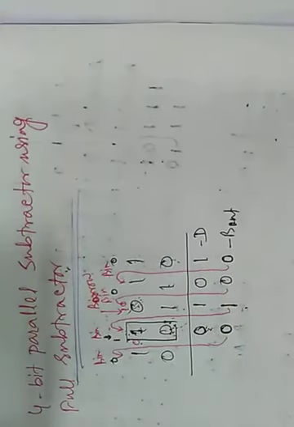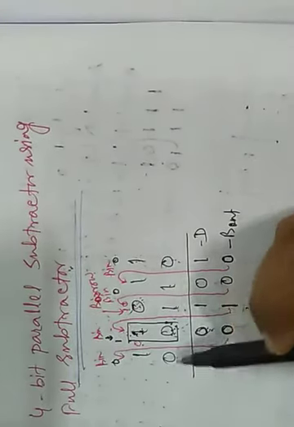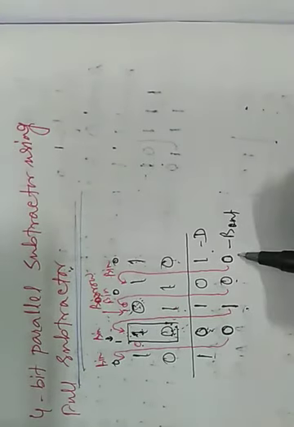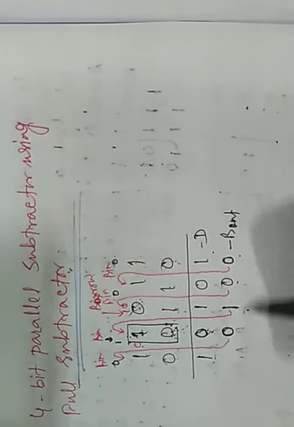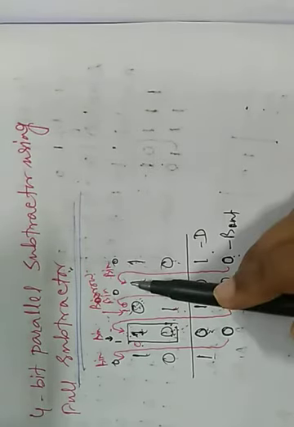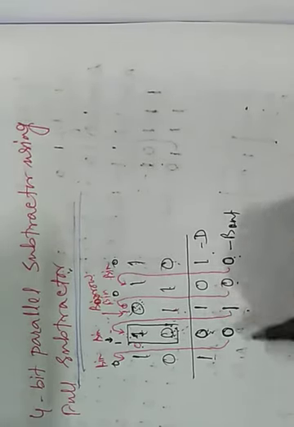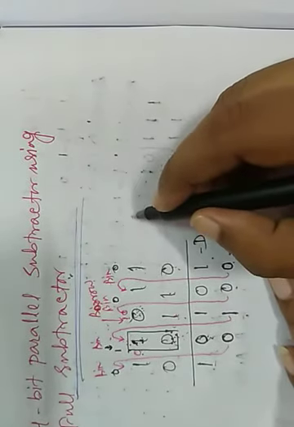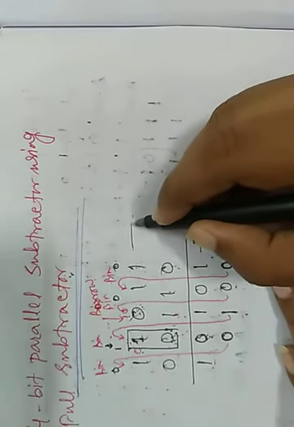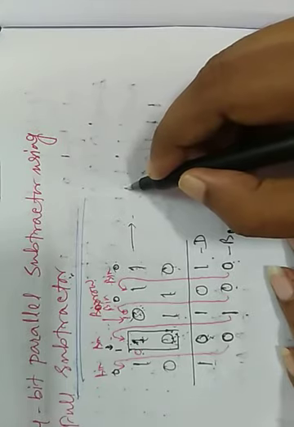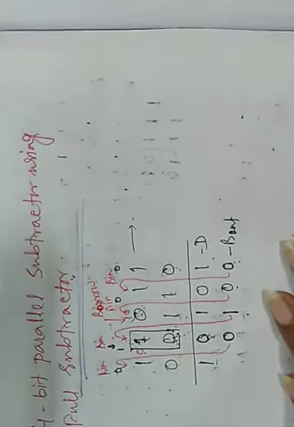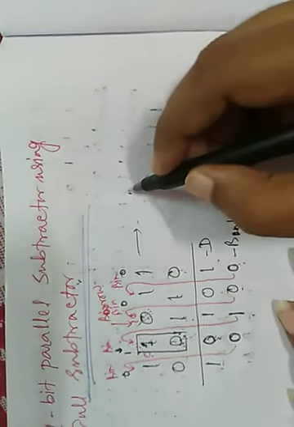Okay, now as 0, so 1 minus 0 is 1. So this is the difference and this is the borrow out. And every time the borrow out goes as the borrow in. So here also, suppose this is a 4-bit parallel subtractor. We are going to get a 4-bit subtractor.